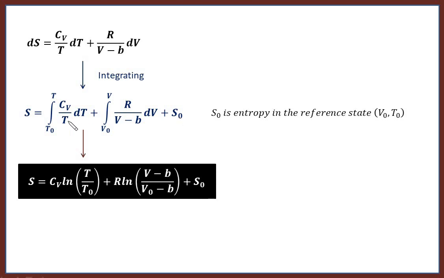So if you evaluate this integration, 1 upon T dT is nothing but ln T. If you substitute that limit, you will get ln T upon T0. S equals Cv ln T upon T0 plus R into ln of (V minus b) upon (V0 minus b) plus S0. This is the final entropy. You can easily see that temperature, volume, everything is known. You can easily calculate the entropy.